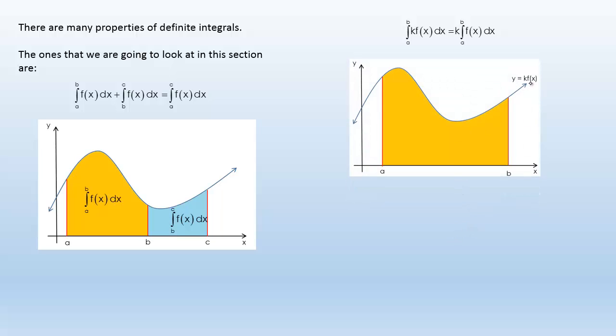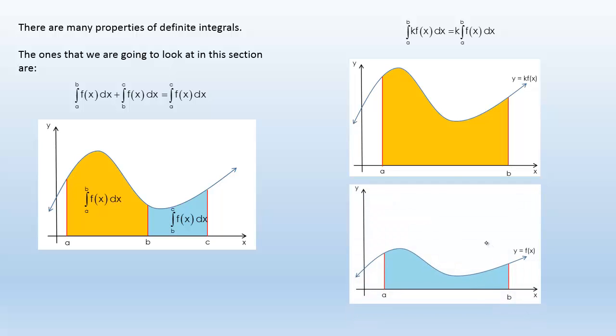Here we have y equals k times f of x, and we know that that's a vertical dilation of the original function. So compared to this one, we can see that it's just been stretched upwards. And what this is saying is that this area here, the gold area, is just k times the blue area. And if you think about that, that's really sensible. You can just think of that with a rectangle. If you have a rectangle with a particular width, if you make another rectangle with the same width 3 times as high, it will have 3 times the area.